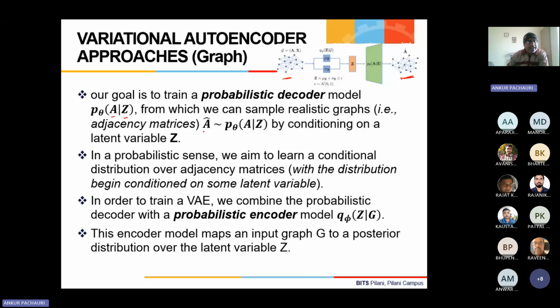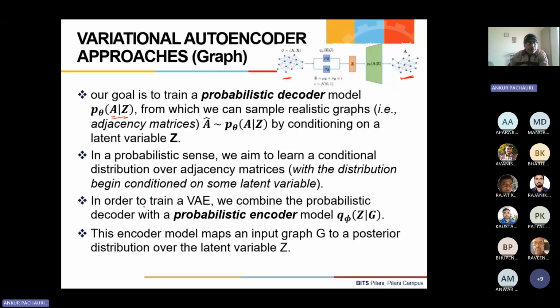The adjacency matrix A cap is an output of the probabilistic activity p theta (A given Z), conditioned on the latent variable Z. So in the probabilistic sense, we aim to learn a conditional distribution over the adjacency matrix. This bar is the conditional dependence, the conditional probability. So ultimately we want to learn the conditional distribution over the adjacency matrix, conditioned on some latent variable.